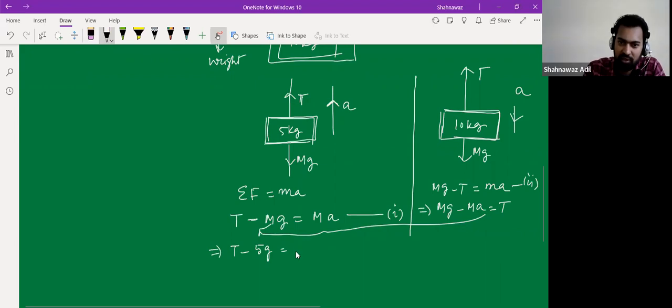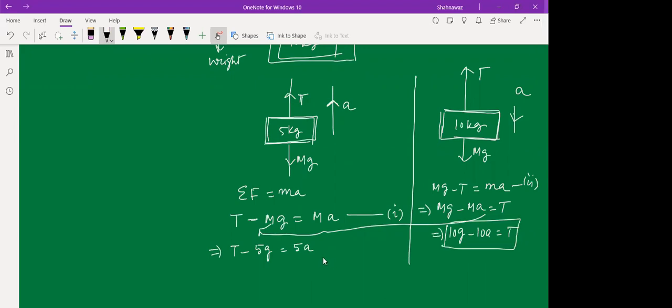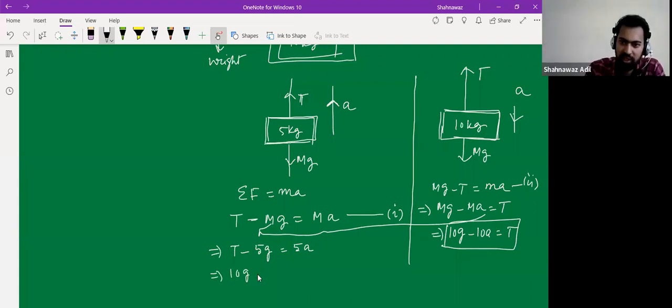So this is what? 5a, right? And this is what? This is 10g minus 10a equals T. Right? Yes, sir. So T is what? 10g minus 10a minus 5g equals 5a. Right. So this will be what?